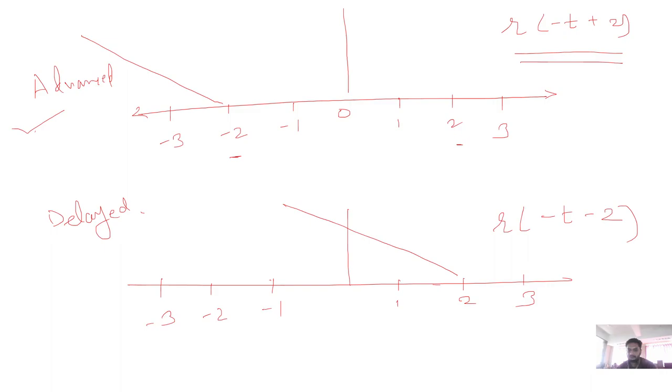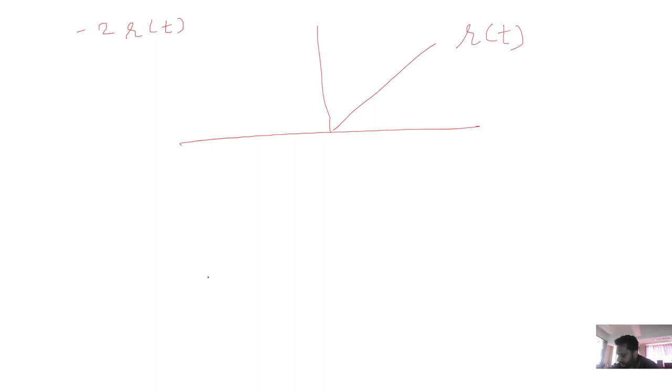Yes, sir. Okay. Now the next one which I want to take is minus 2 R of t. As usual, we will draw R of t. This is R of t. Can anyone help me, if I have to draw 2 R of t, how can I draw it? This is amplitude and this is time.